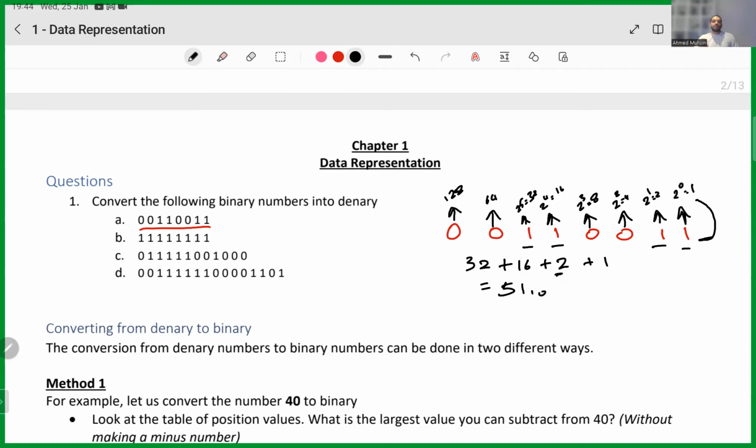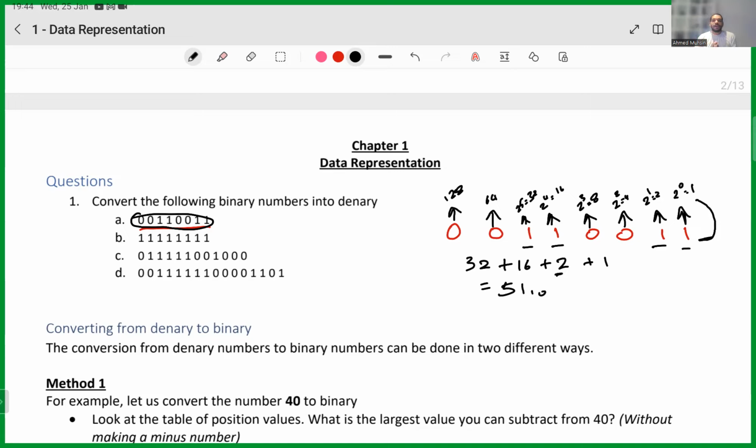The number 51 written in binary format would be this. Is it clear? The number 51, if you were to write it in binary, this is how you would write it. So guys, I hope you will attempt the remaining questions, B, C, and D. Do attempt them. Try and convert them into decimal format. Give it your best shot.